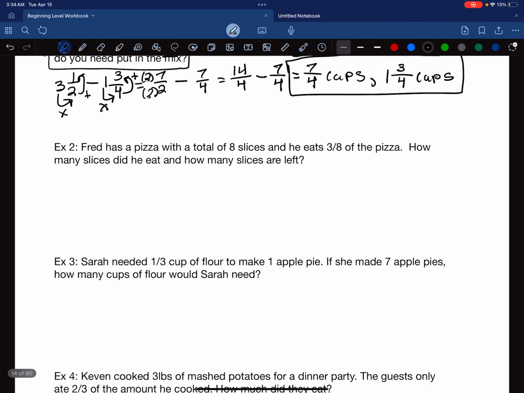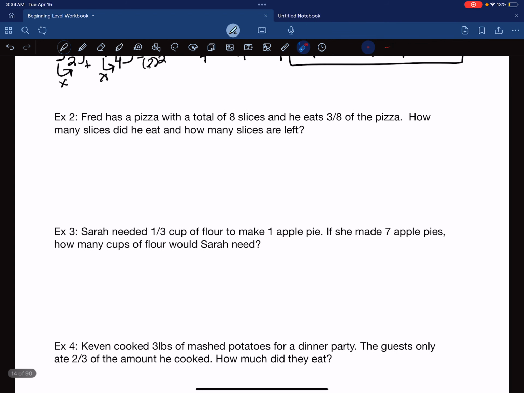And then looking at example 2, I encourage you to pause the video and try this on your own, and let's work through it together. So it says, Fred has a pizza with a total of 8 slices, and he eats 3/8 of the pizza. How many slices did he eat, and how many slices are left? So we actually have 2 questions. We want to know how many slices he ate, and we also want to know how many slices are left.